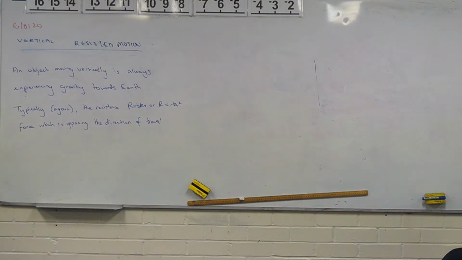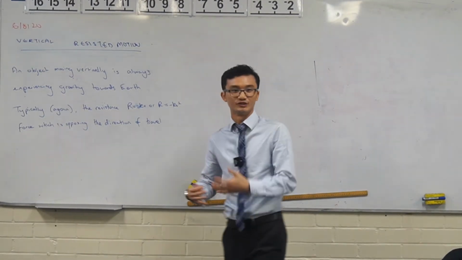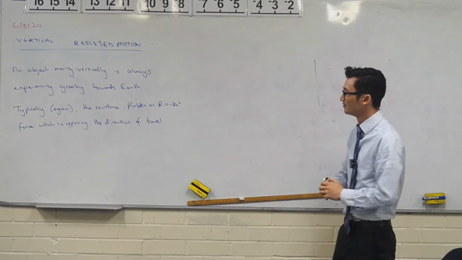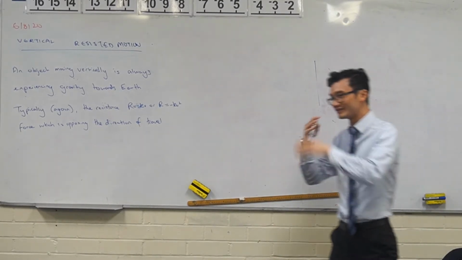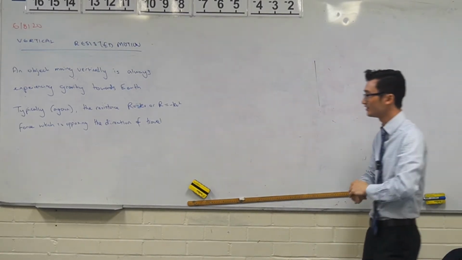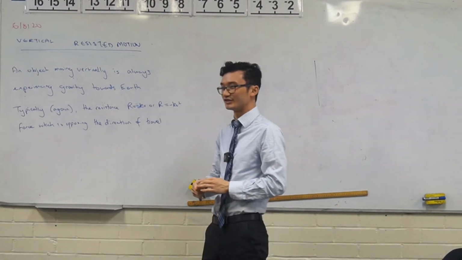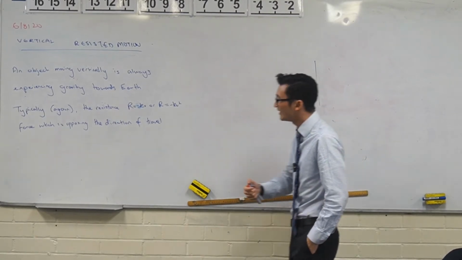So we've already talked about horizontal resisted motion and how that comes about, right? Like friction, and what other kinds of things? So we don't consider any vertical things. We don't consider gravity when we look at horizontally resisted motion. Typically it's the friction that applies there.